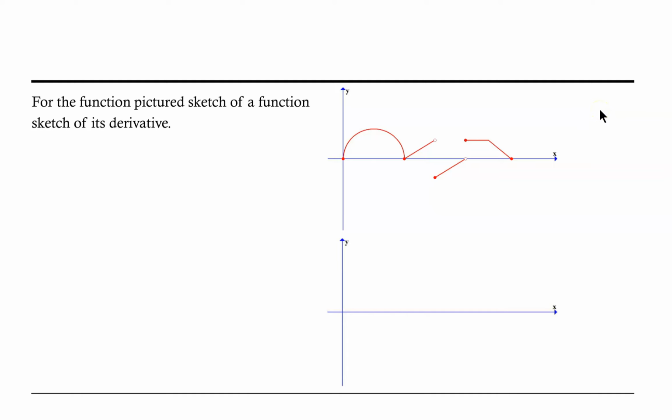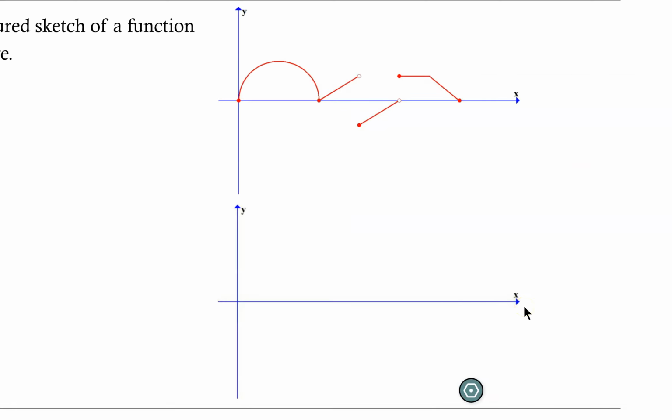Let's take a look at how we could use the sketch of a function, or the graph of a function, to sketch its derivative. Here on the right, we have the graph of a discontinuous function. Notice it has a couple of jump discontinuities. And what we want to do is, below, sketch the graph of the derivative of this function.